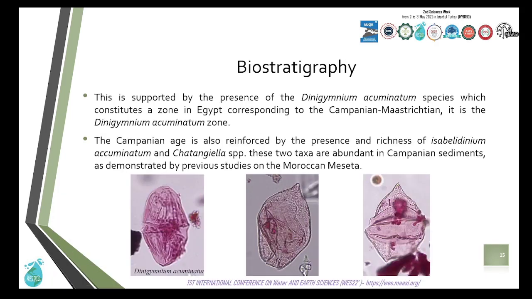this section. This is supported by the presence of Dinogymnium acuminatum, a species which constitutes a zone in Egypt corresponding to the Campanian-Maastrichtian. It is the Dinogymnium acuminatum zone. The Campanian age is also reinforced by the presence and the richness of Isabelidinium acuminatum and Chatangiella sp. These two taxa are abundant in Campanian sediments, as demonstrated by a previous study on the Moroccan Meseta.